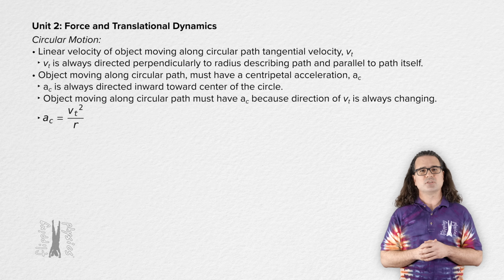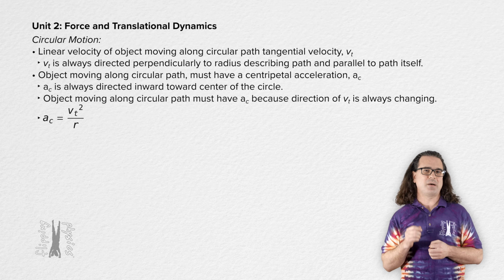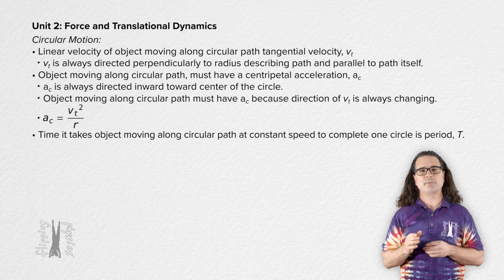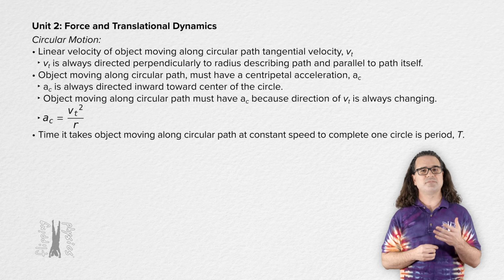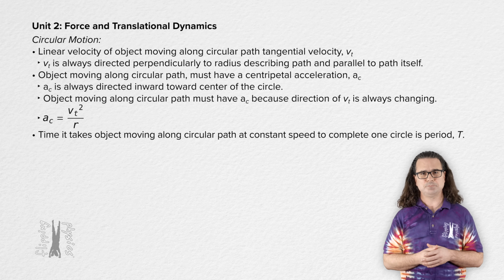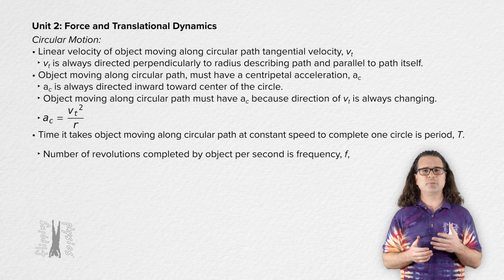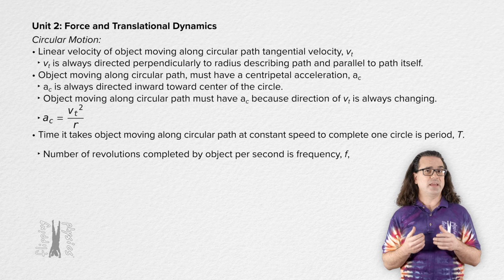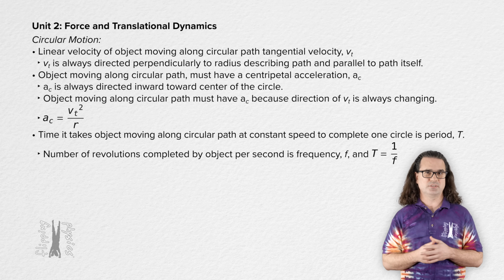Centripetal acceleration equals the square of tangential speed divided by radius. The time it takes an object moving along a circular path at a constant speed to complete one circle is defined as period, capital T. The number of revolutions completed by the object per second is defined as frequency, lowercase f. And period equals the inverse of frequency.